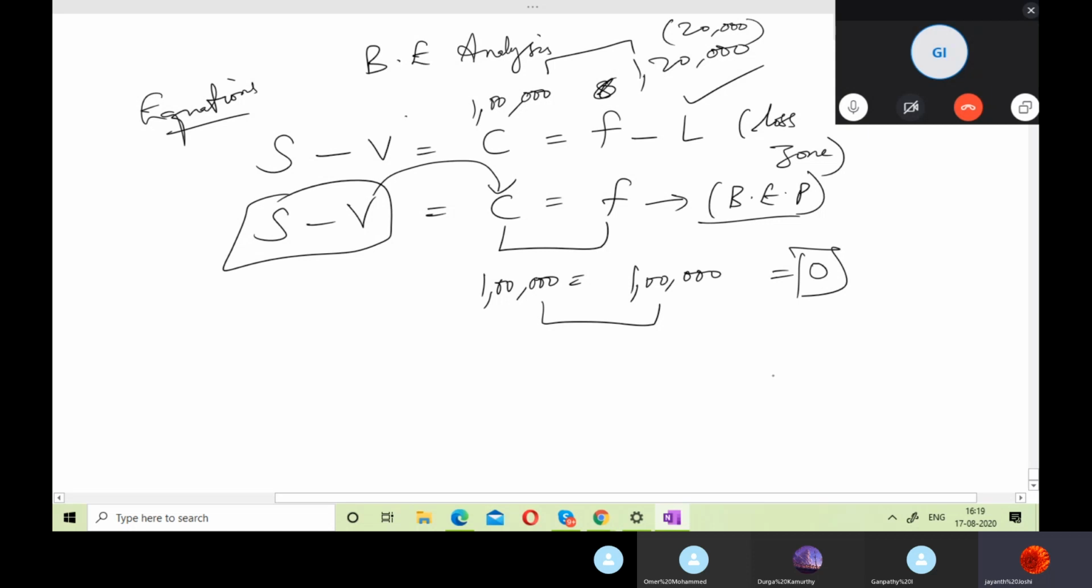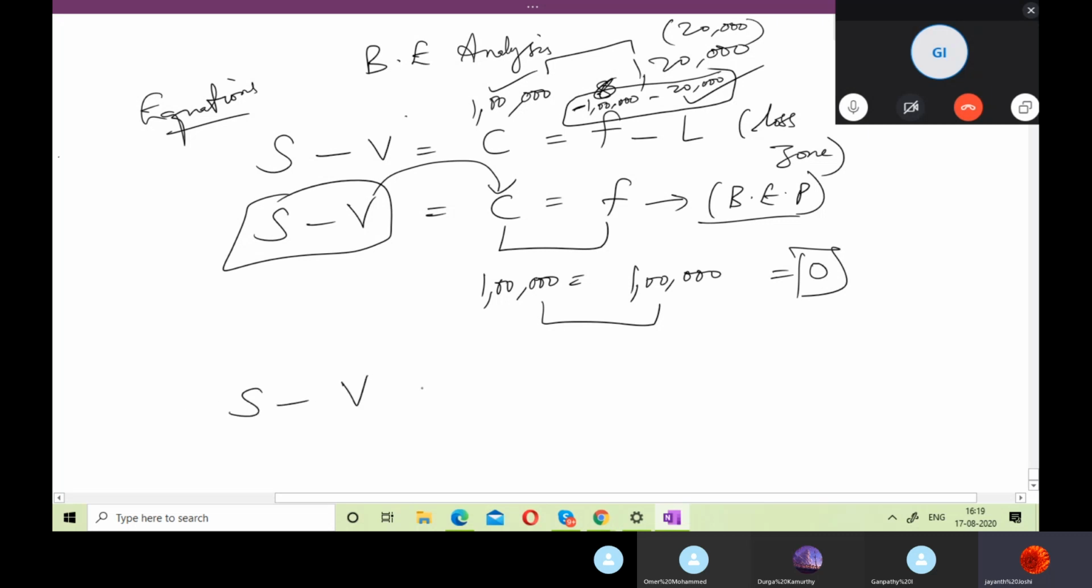So what will happen? See, contribution. Suppose sales 1 lakh. Okay. So contribution is 1 lakh and fixed cost is 1 lakh minus loss, suppose 20,000. So this fixed cost is actually a negative figure. You should understand this fact. Okay. So this cost and fixed cost are negative figures. So this is 1,20,000. So your cost is more than your contribution. Your cost is more than your contribution. So you are in losses.